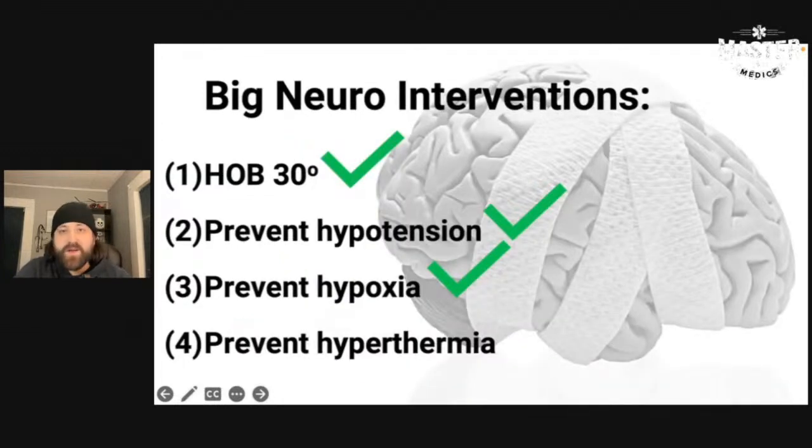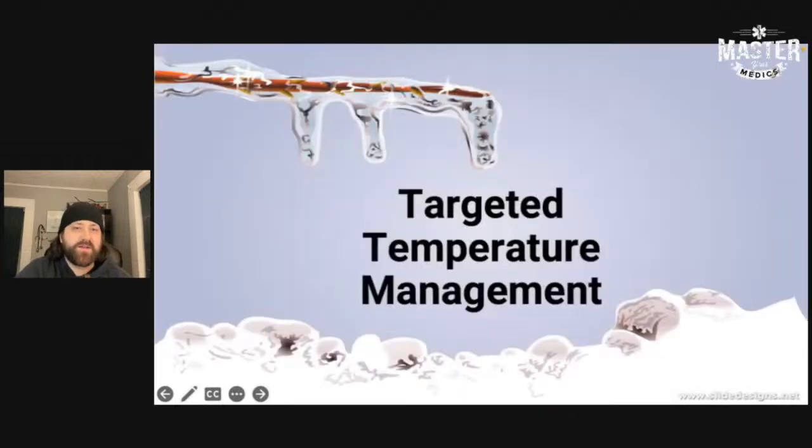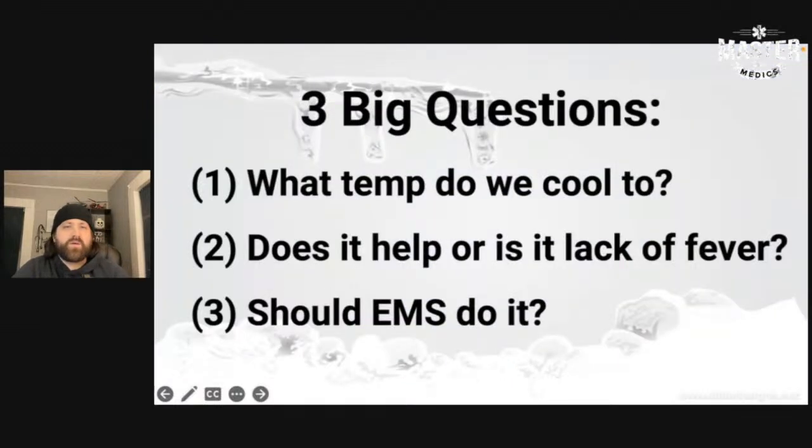So we talked about hypoxia already, and we'll discuss hyperthermia next. This has to do with targeted temperature management. This is part of disability, but it's controversial and warrants its own section here. So why is it controversial? It has to do with three main questions. One, what temperature should we actually cool them to? No one really seems to ever agree on this. Two, is it true that hypothermia helps, or is it actually just the avoidance of fever that helps? There's an interesting paper that came out relatively recently about that. And three, should EMS be starting it, or should we wait until we get to the ER?